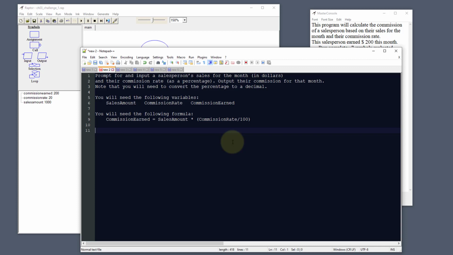The first one is to prompt for and input a salesperson's sales for the month in dollars and their commission rate as a percentage. You want to output that commission for the month. And note that you're going to need to convert the percentage to a decimal.